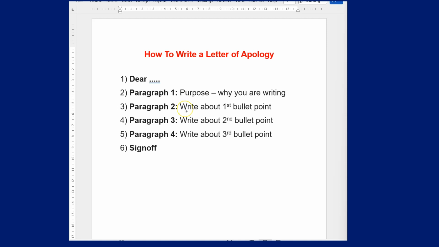Then the second paragraph will now answer the first bullet point. So if you remember, we stated that you have 3 bullet points. So the second paragraph will write about the first bullet point, the third paragraph will write about the second bullet point, and then the fourth paragraph will write about the third bullet point. Then you sign off.